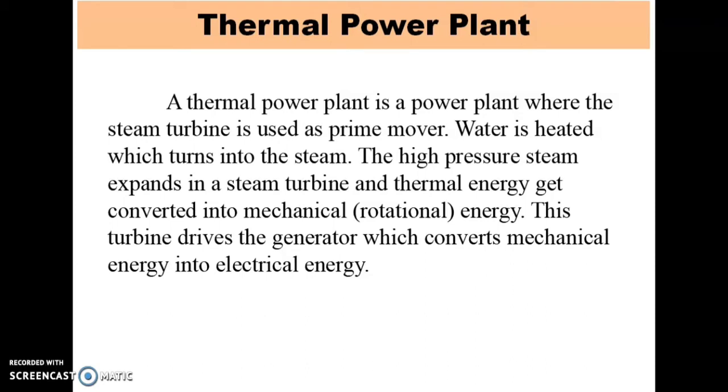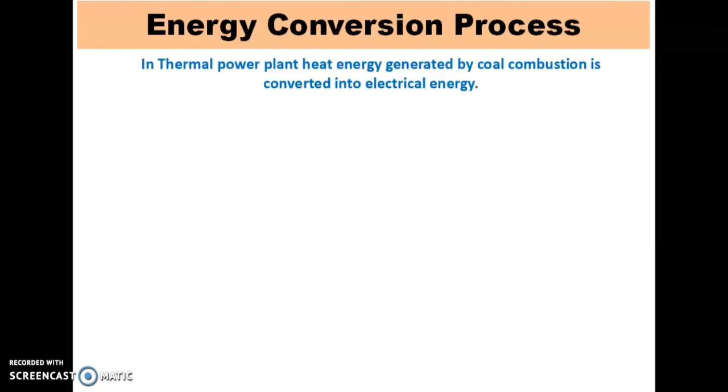The fuels which are used in thermal power plants are coal, diesel, oil or gas. These substances are used as fuel in the thermal power plant. Now we'll see how exactly the energy conversion process happens in a thermal power plant.